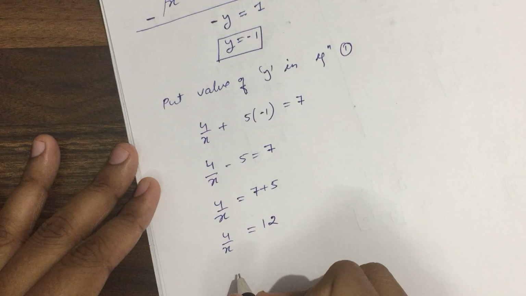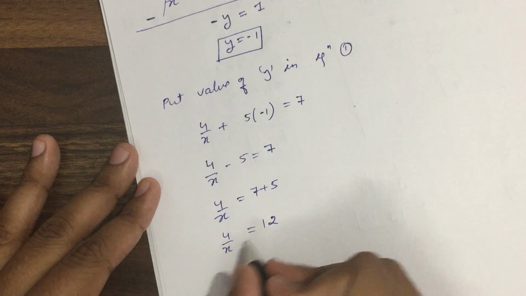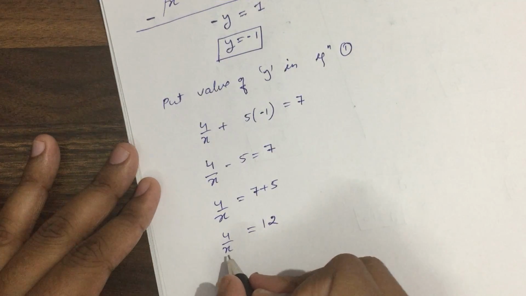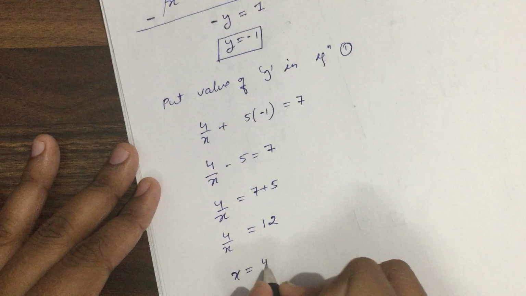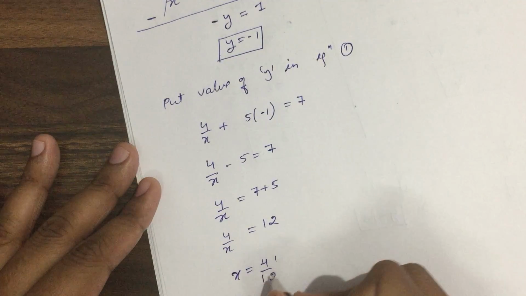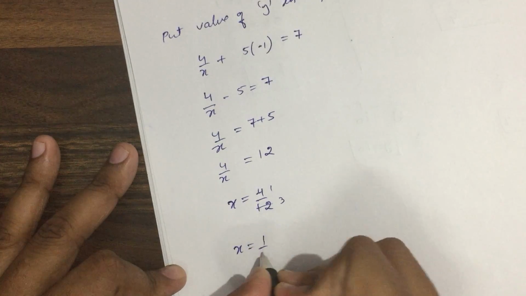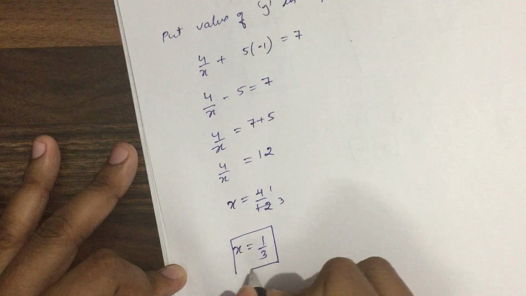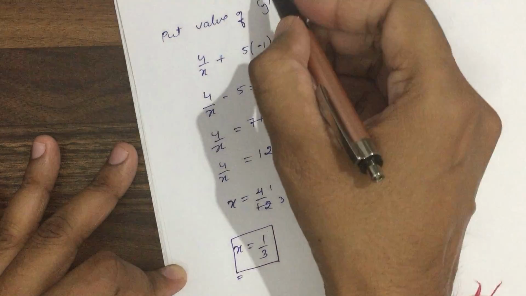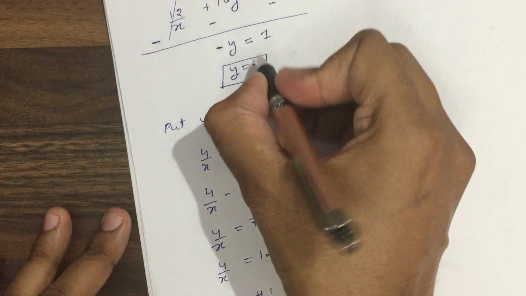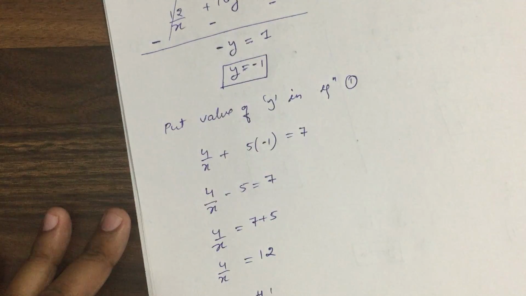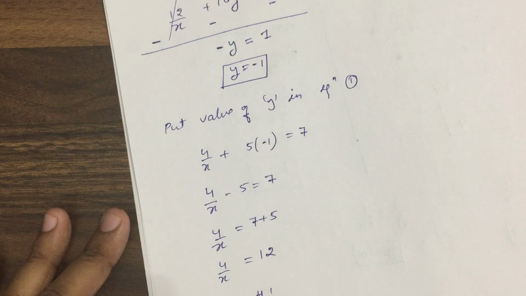So when x goes to the numerator, 12 will come here in the denominator. So x will be equal to 4 upon 12. 1 times, 3 times. So the value of x is 1 by 3. So x is 1 by 3 and y is minus 1. Okay, this is your answer. Okay. Now we will discuss one last question. Question 5.